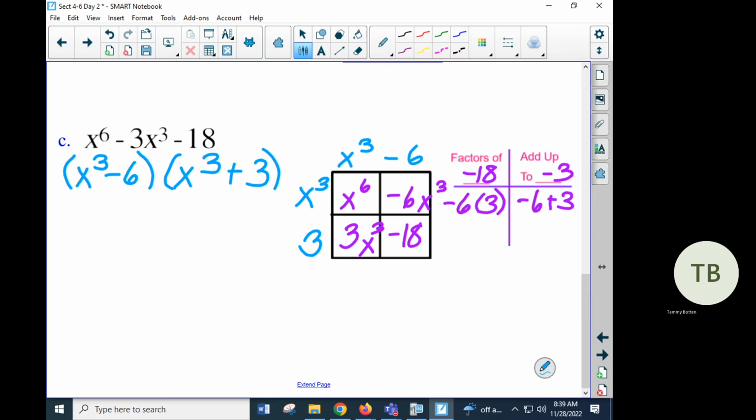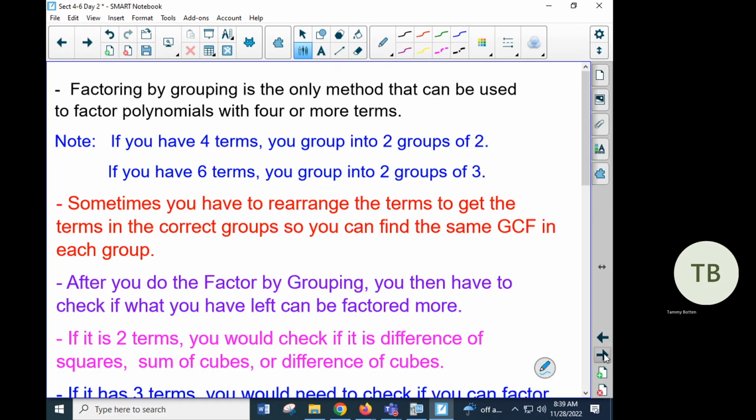Now, really with these, you could get something that would be sum or difference of cubes. But if you looked at your perfect cubes, 6 is not one of those perfect cubes and 3 is not. So we don't have to worry about taking these further. Okay. So now let's go to the last kind, and this is when we have factor by grouping.